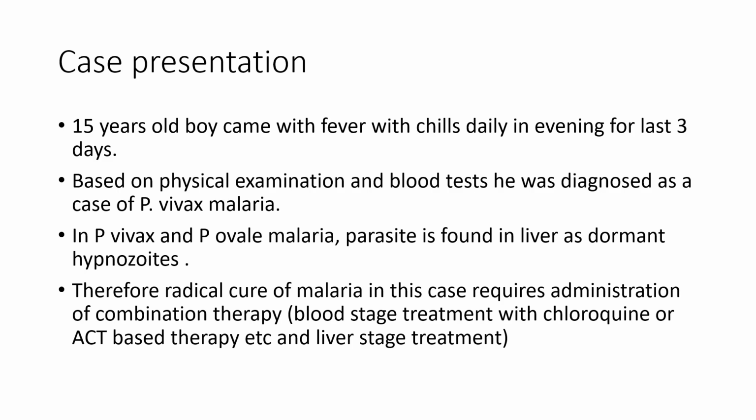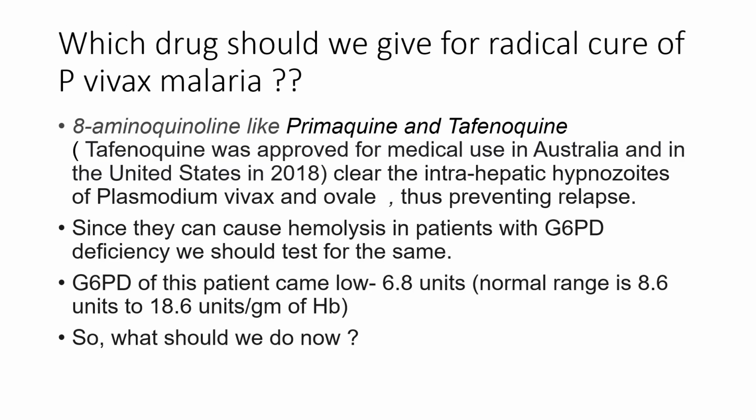In Plasmodium vivax and Plasmodium ovale malaria, the parasite is found in the liver also as dormant hypnozoites, beside the erythrocytic phase, the phase in the blood. Therefore, the radical cure of malaria in this case requires administration of combination therapy. That means blood stage treatment with chloroquine or artemisinin combination based therapy, etc., and liver stage treatment.